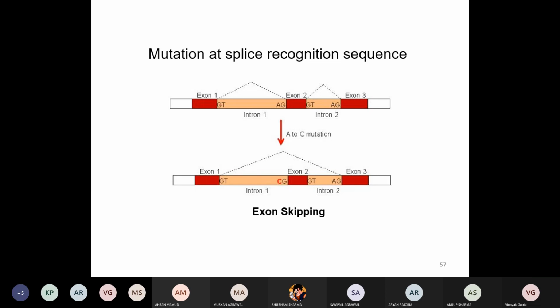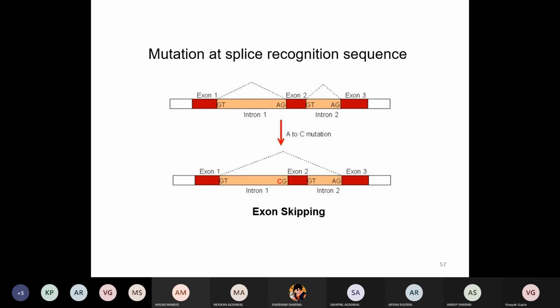First of all, let me give an introduction: introns are quite big, very big sequences. Exons are very small, just 50 base pair, 100 base pair, but introns are in kbs, maybe 10 kb, 15 kb. And in most of the cases, we don't know what is the function of intron.